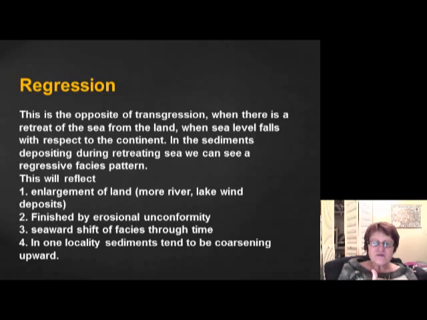enlargement of land. So you're going to have more river, lake, and wind deposits. Like, this is where you get those cross-bedded dune deposits. You're going to have mud cracks because it's getting more land. And it's going to be truncated by an unconformity because it becomes continent. The area which used to be covered with water is now becoming continent, so we're going to have an unconformity, and all the facies through time are shifting toward the ocean. So if you look at just one place, the sediment will be more coarse as you go up in time.